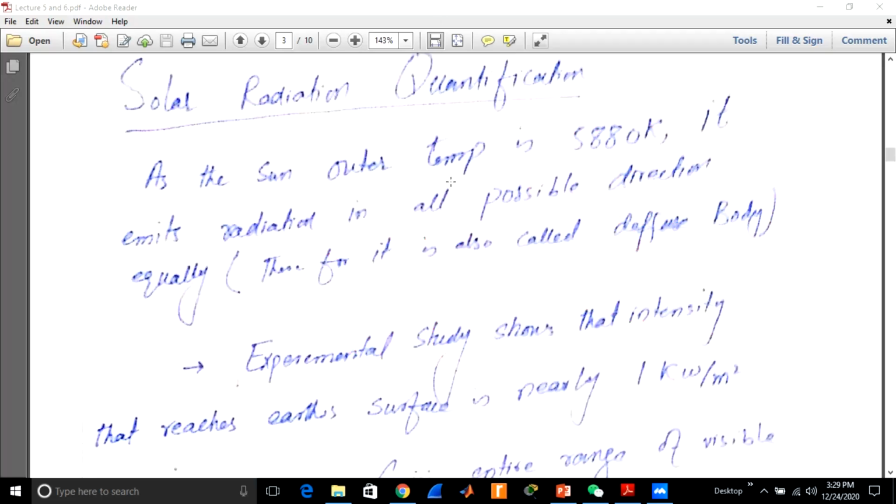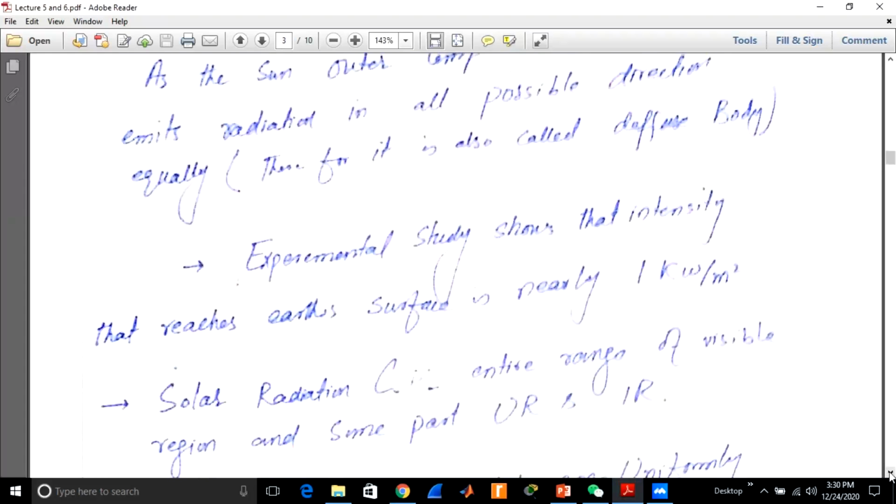Simply, we mean that as the sun's outer temperature is 5880 Kelvin, it emits radiation in all possible directions equally. The body which radiates the energy in all possible directions equally is called a diffuse body. So the sun is a diffuse body.